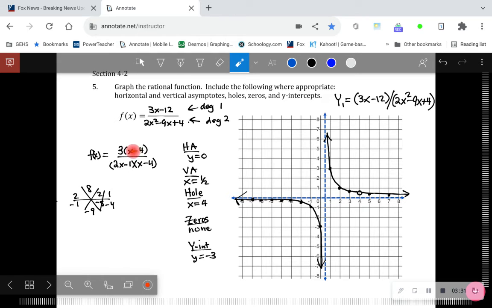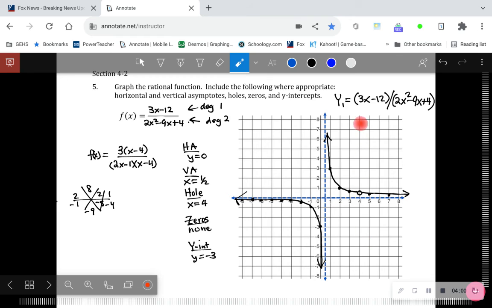The numbers that zero this top out are called the zeros, but there are none because the only one that would do it is already taken up as a hole. On the bottom, the ones that zero that out give you the vertical asymptotes. And so if you set this equal to 0, you'll get 1/2, and that's where I get that vertical asymptote right here at x equals 1/2. The other side of it, though, is already taken up as a hole, so you don't see a vertical asymptote over here.